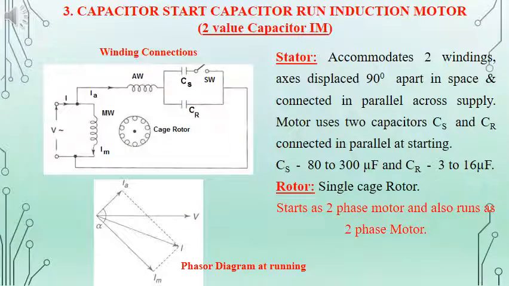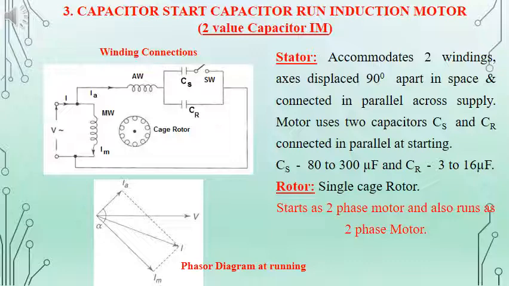The third type of single phase induction motor is the capacitor start, capacitor run induction motor. Here we have two capacitors: along with the auxiliary winding there is a parallel combination of two capacitors, a running capacitor and a starting capacitor, CS and CR. CS is a starting capacitor connected in series with a centrifugal switch, and CR is a running capacitor which will always be in the circuit.